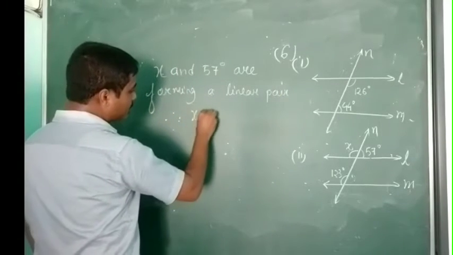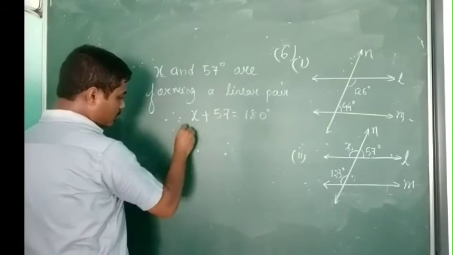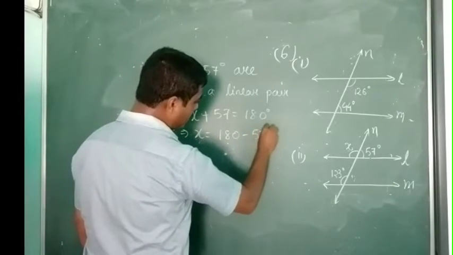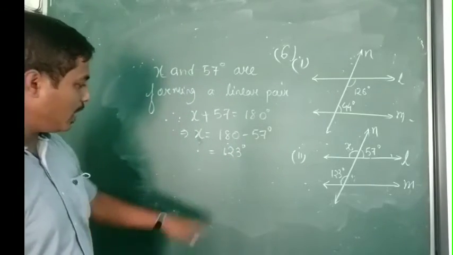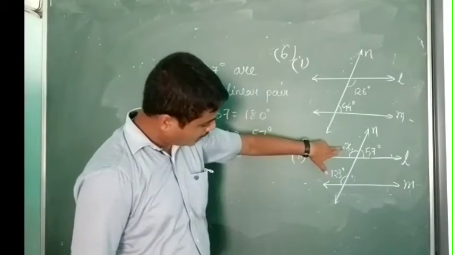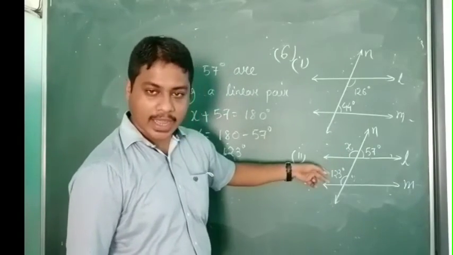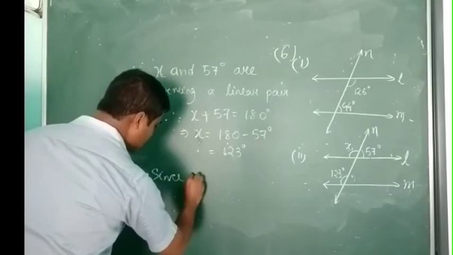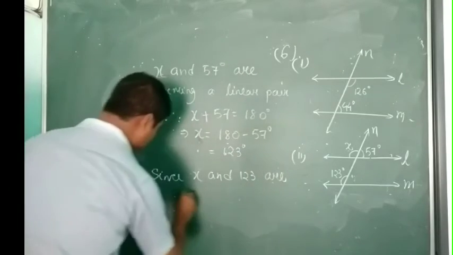Therefore, X plus 57 will be equal to 180 degrees. If I find the value of X, it will be 180 minus 57 degrees, so the answer is 123 degrees. Now we have got the value of X equal to 123 degrees. Now if you see, this is 123 degrees and this is also 123 degrees, because X and 123 are corresponding angles.